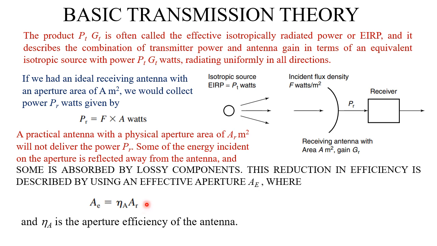So instead of multiplying with the original antenna area, the physical area of the antenna, we have to multiply it with the effective area. This effective area is actually the original area multiplied by aperture efficiency. This eta is called the aperture efficiency of the antenna.